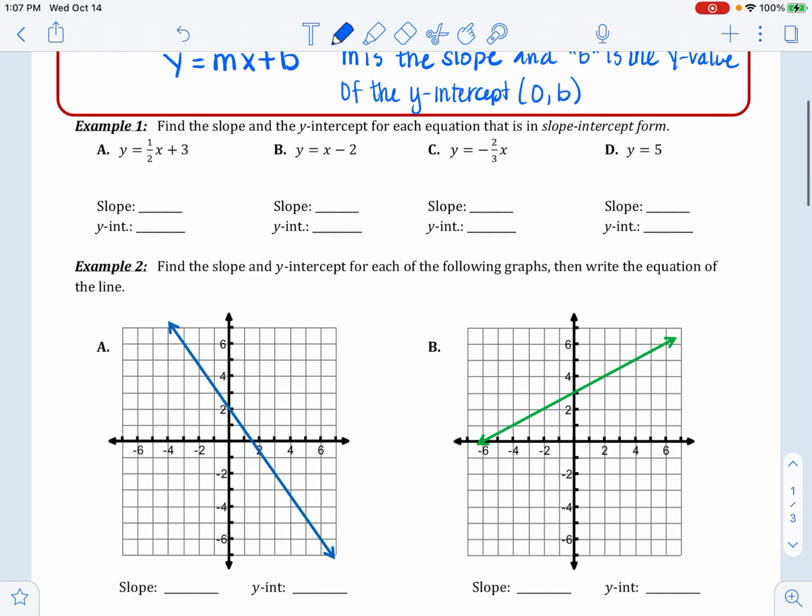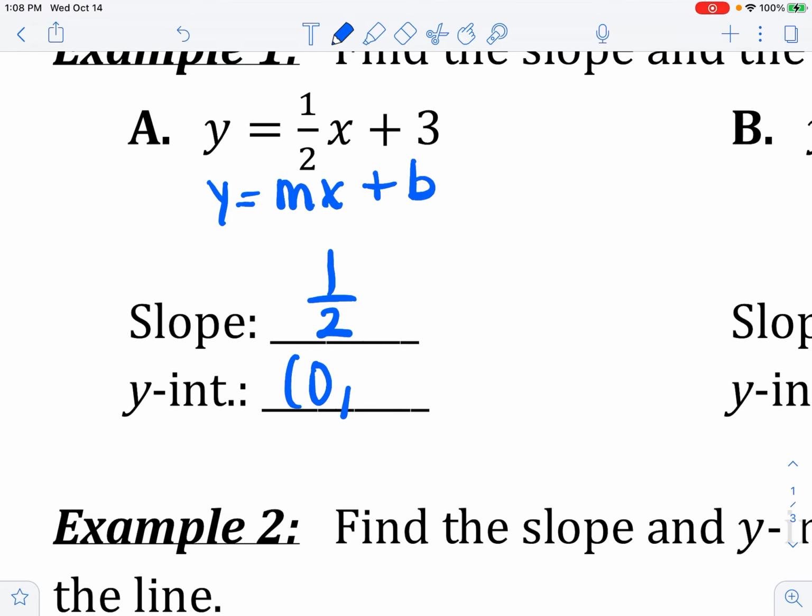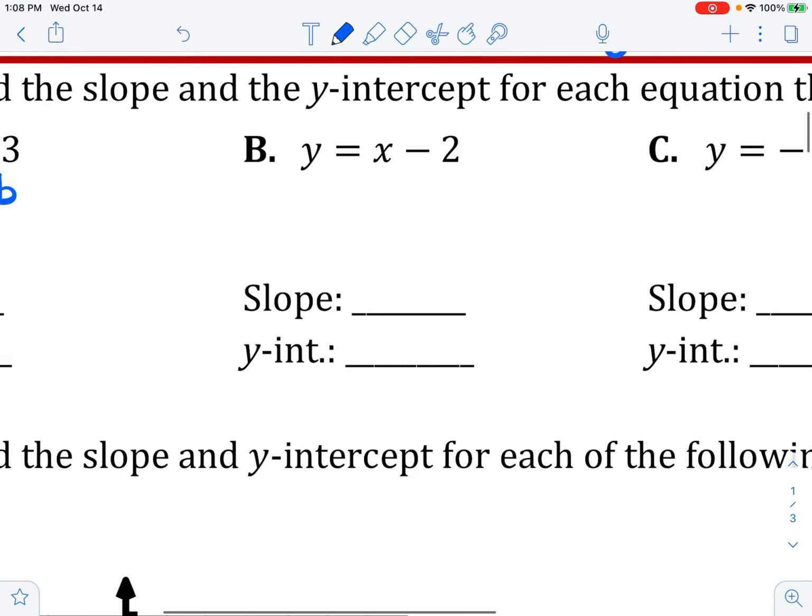Okay, so let's first find the slope and the y-intercept for each equation in slope-intercept form. Notice it's in the form y equals mx plus b. So the first thing they ask me is my slope. My slope is 1/2. Next, they asked me my y-intercept. Remember, y-intercepts are always points, so please don't put down a 3. The y-intercept is (0, 3). It's (0, b).